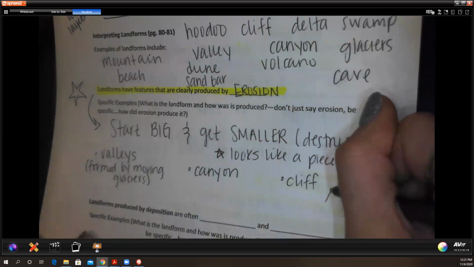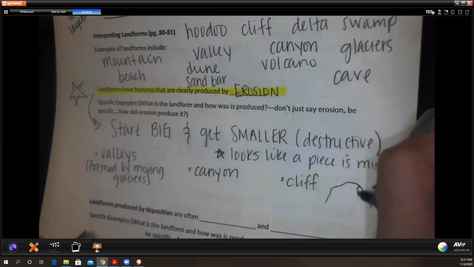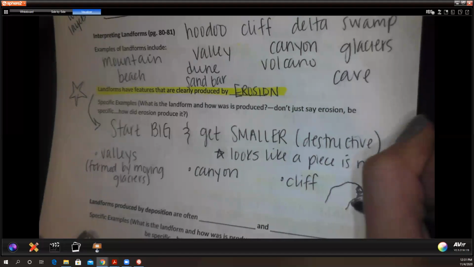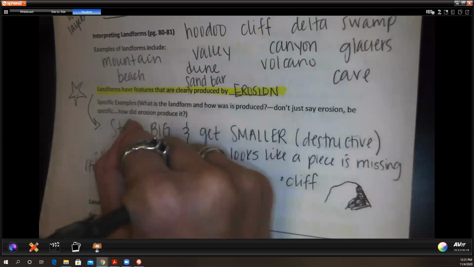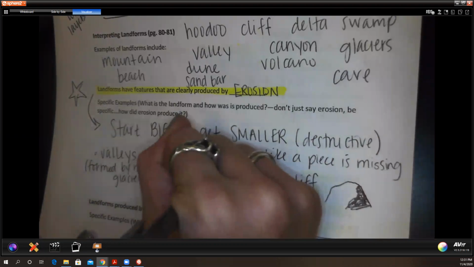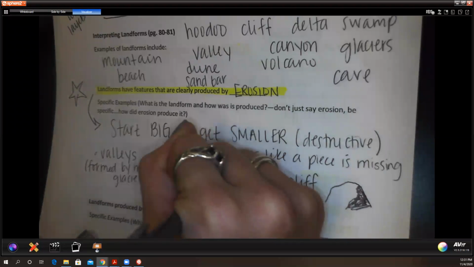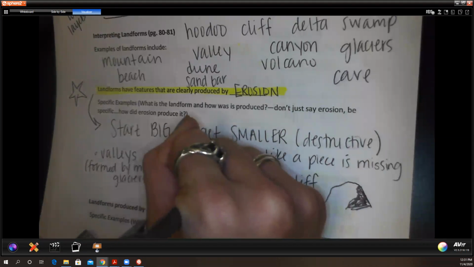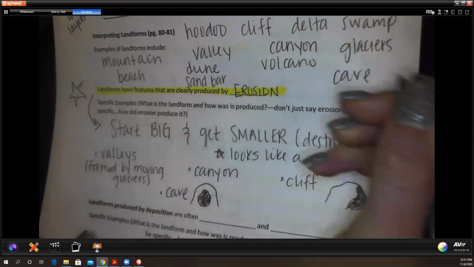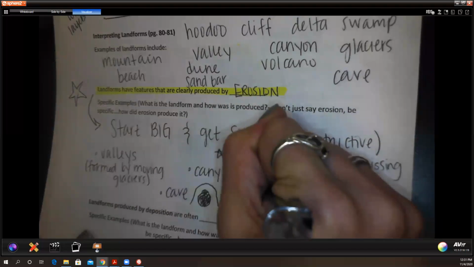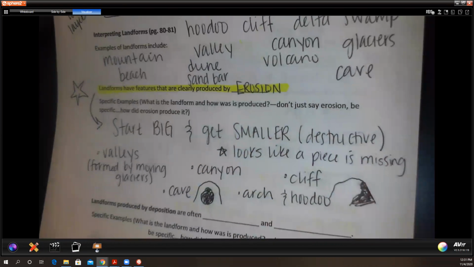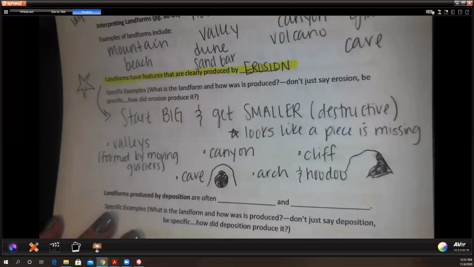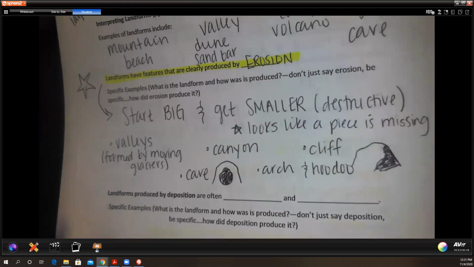Cliffs. A cliff originally was a hill, and then part of that hill got eroded and looks like it's missing. A cave, same thing, is the side of a mountain, and there's a giant hole in the middle, right? An arch, like we saw, and a hoodoo. They all look like something is missing from them.